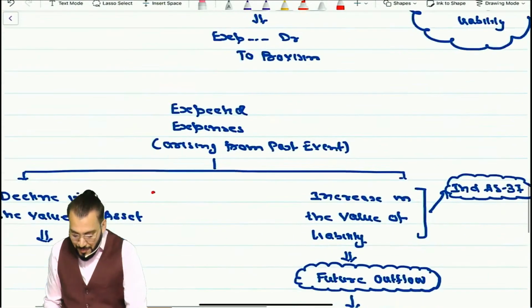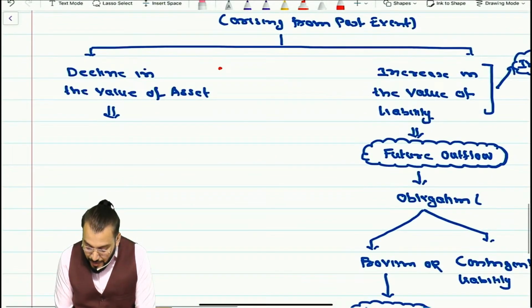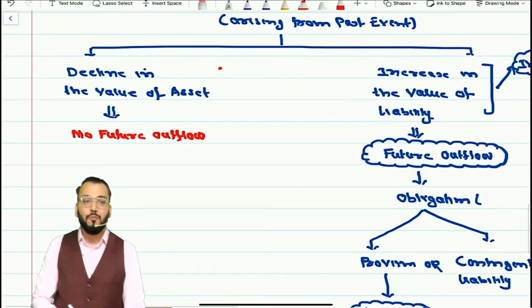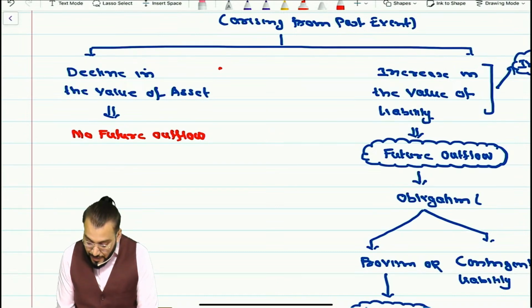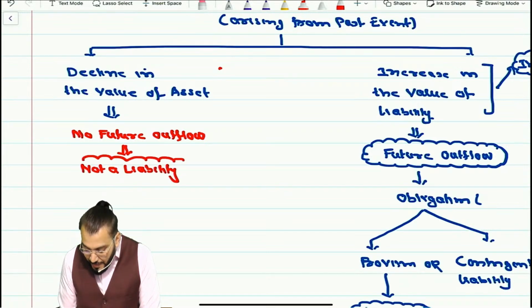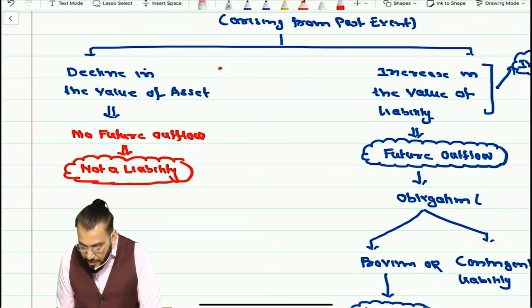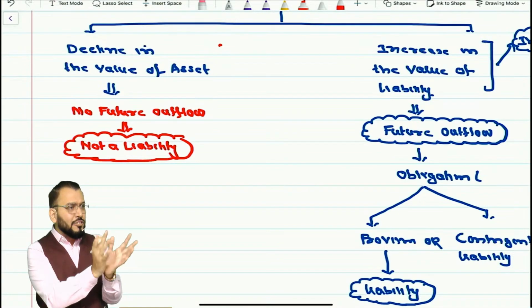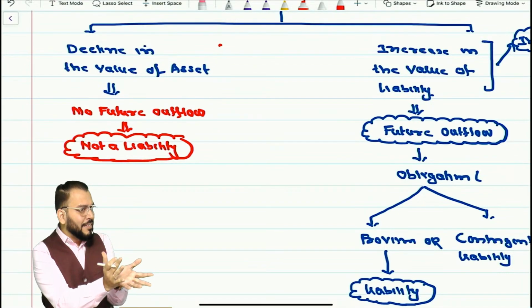No future inflow means, can I say this will not give rise to any future outflow? I will say no future outflow, and therefore it is not a liability. This is not a liability. Means it will only be a mere adjustment to the value of asset. It's only an adjustment to the value of asset, correct?